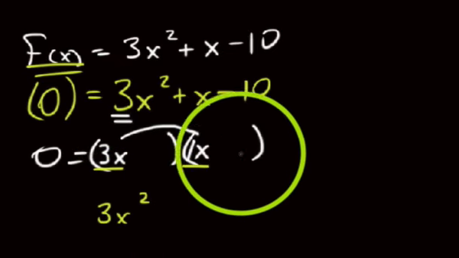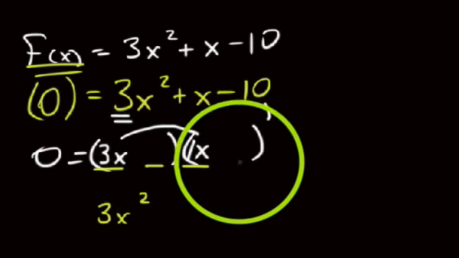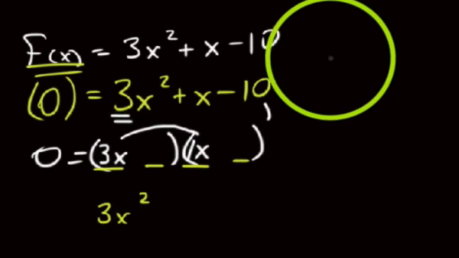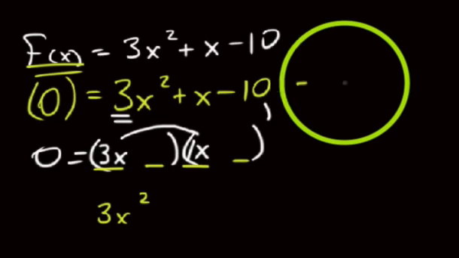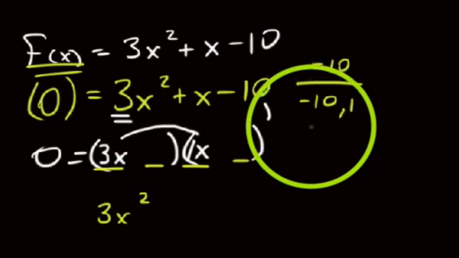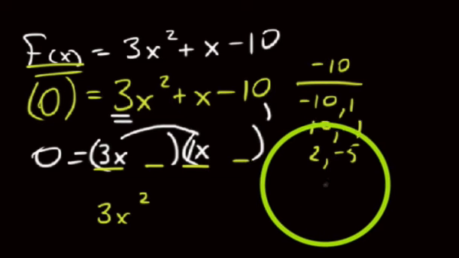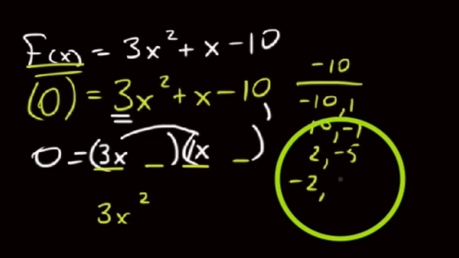Okay. So the next thing we're going to try to get here, we're going to fill in these last two spots. And what we want to try and get here is a negative 10. So the best thing to do sometimes is just write out the factors of negative 10. We say, okay, so negative 10 and 1. We go positive 10, negative 1. We could go 2 and negative 5. We could also go negative 2 and positive 5.